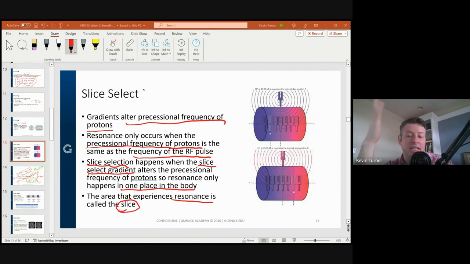Yeah, the gradients change the entire body when they're turned on. Are we setting the patient's slice of the body to a different frequency, and then we shoot RF to create resonance? Yes.